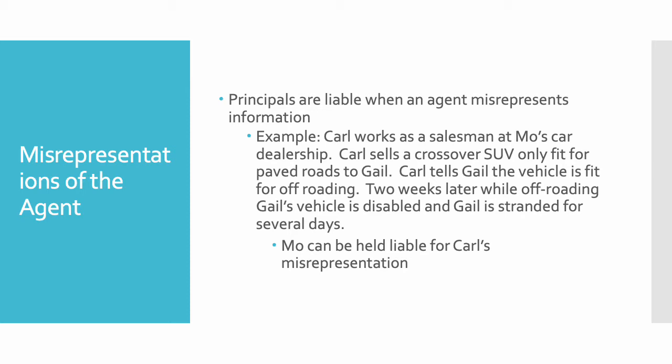Misrepresentations of the agent. All right. An example here. Carl works as a salesman at Moe's car dealership. Carl sells a crossover SUV fit only for paved roads to Gail. Carl tells Gail the vehicle is fit for off-roading. Two weeks later, while off-roading, Gail's vehicle is disabled, presumably because it is not fit for off-roading. Gail is stranded for several days.